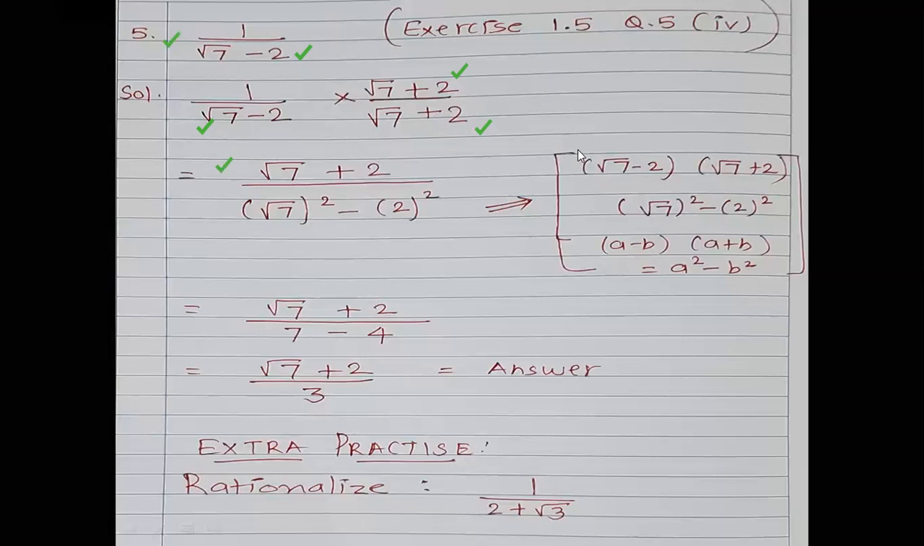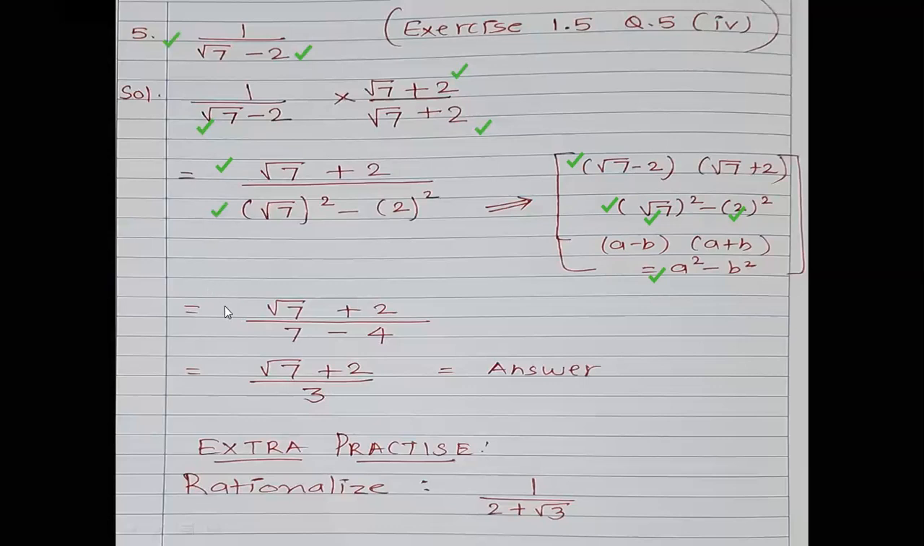The denominator actually gets solved, and using the identity a minus b into a plus b, which gives you a square minus b square, the denominator, which is root 7 minus 2 into root 7 plus 2, can be written as root 7 the whole square minus 2 the whole square, which is a square minus b square. That has been directly written over here.